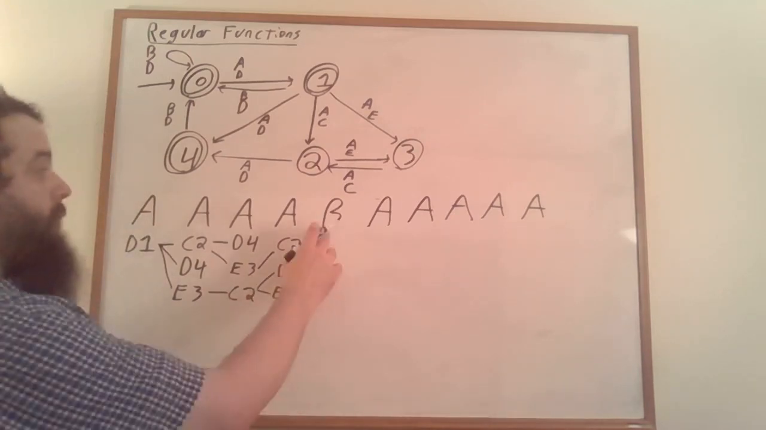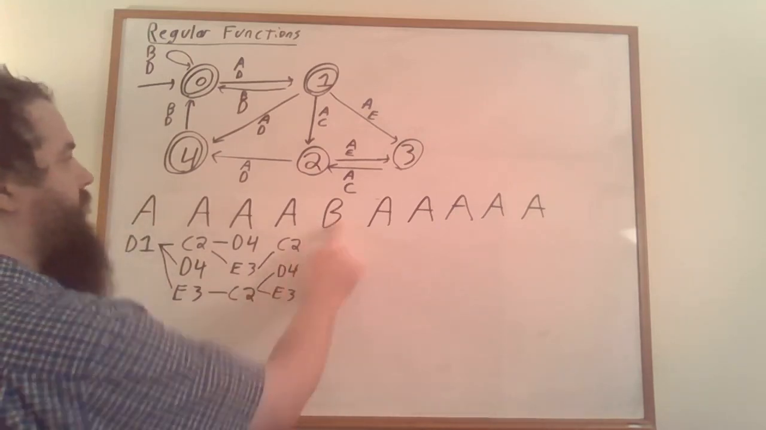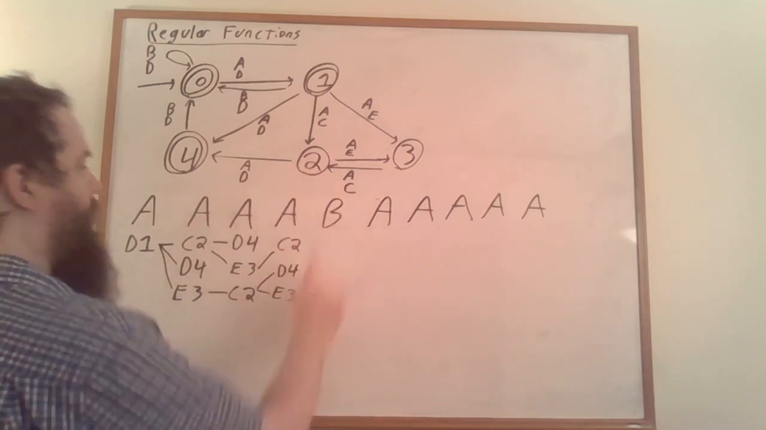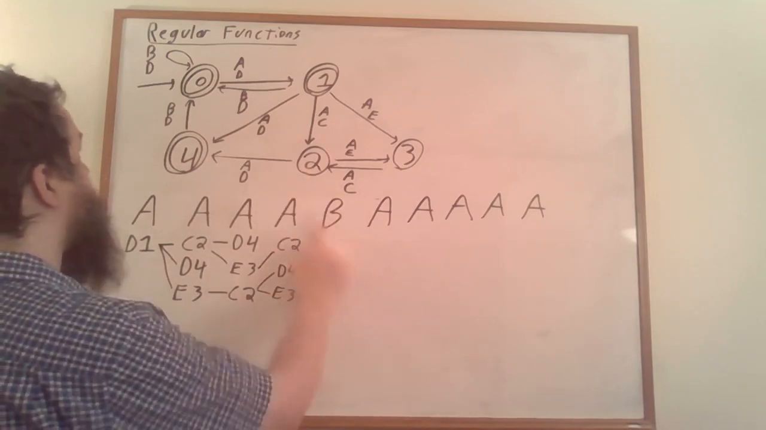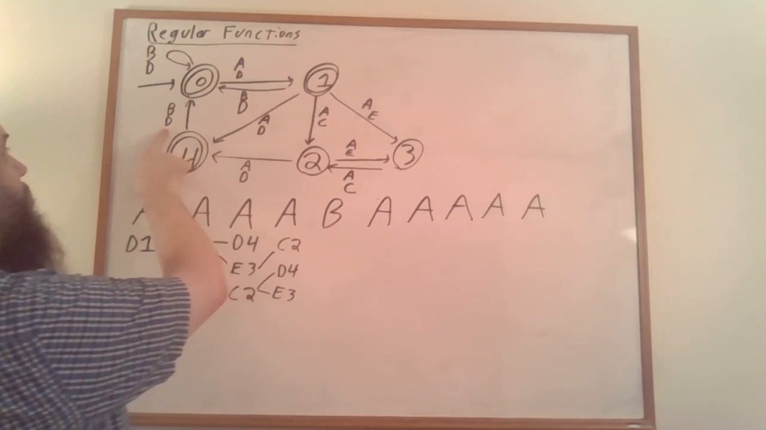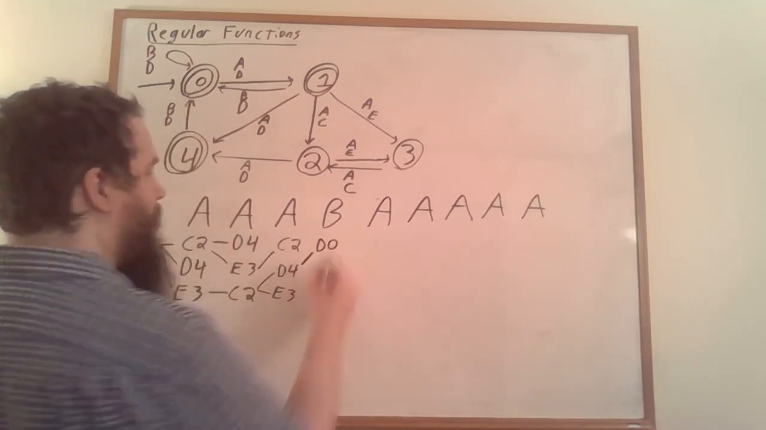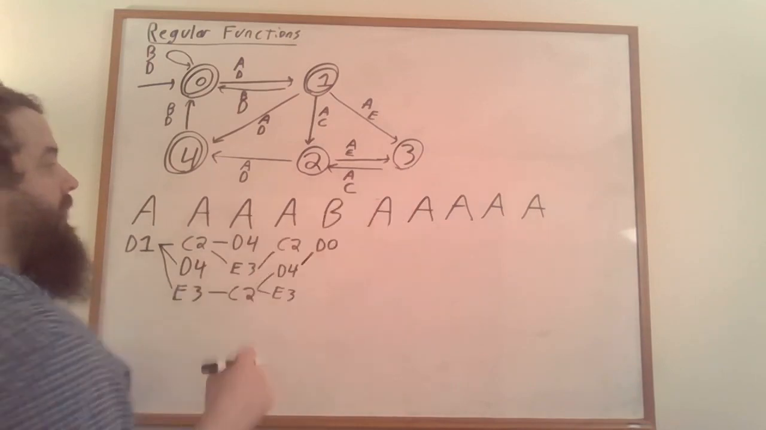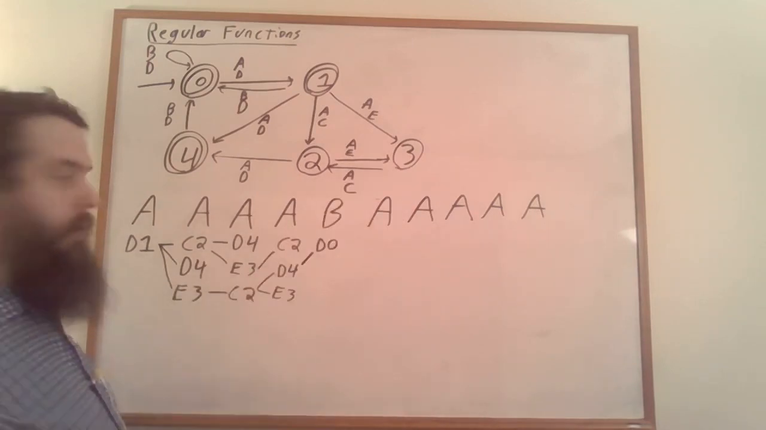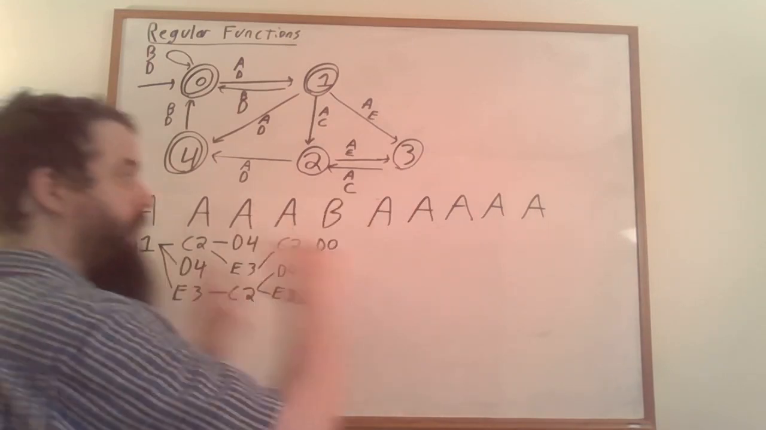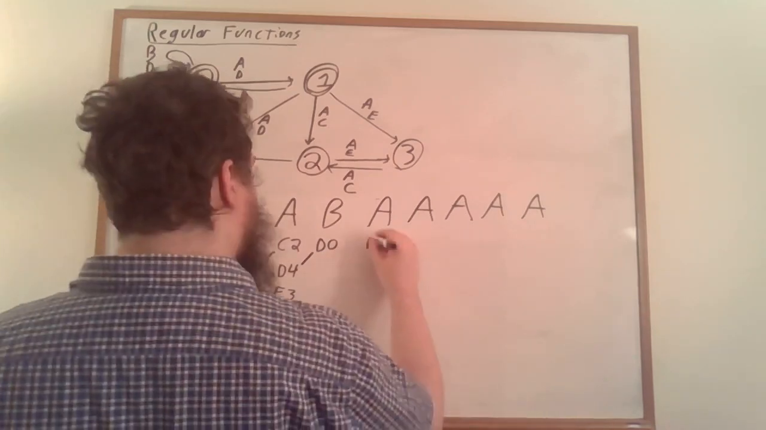Next, we read a B. Well, if we're in state 2 and we read a B, we're sunk. If we're in state 4 and we read a B, it has to be accompanied by a D, and that'll take us to state 0. And if we're in state 3 and we read a B, we're also sunk. And we continue this construction for the rest of the word.